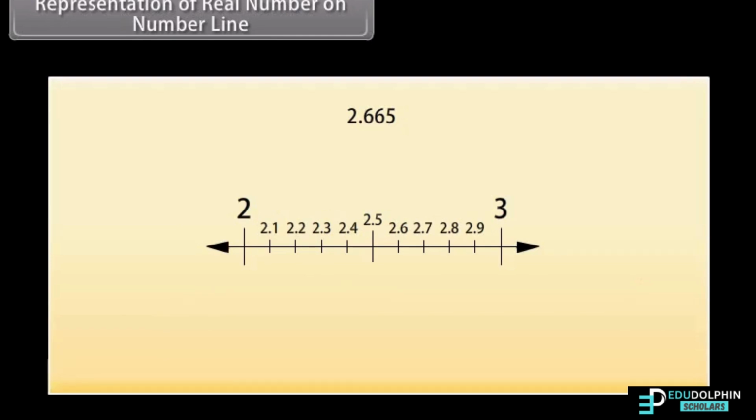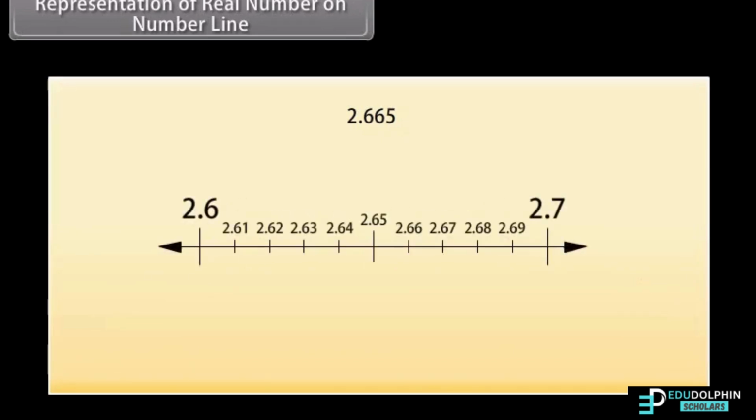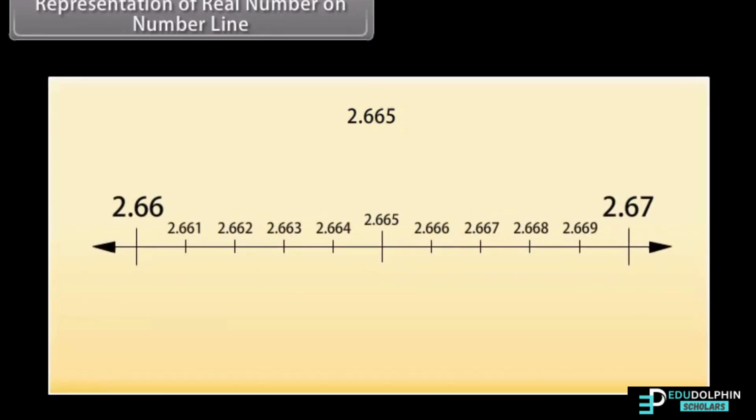For a clear view of numbers, now the first part represents 2.1, and the second part is 2.2, and so on. Here, 2.665 lies between 2.6 and 2.7. Now focus on the portion between 2.6 and 2.7. Divide this again into 10 equal parts. The first part represents 2.61, the next 2.62, and so on. Again, 2.665 lies between 2.66 and 2.67.